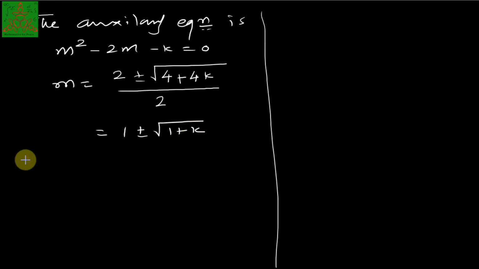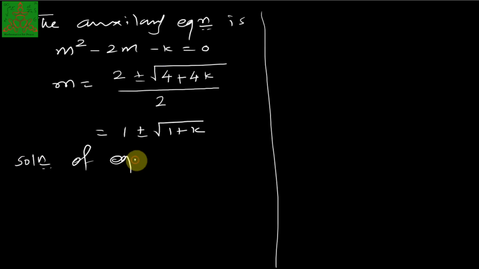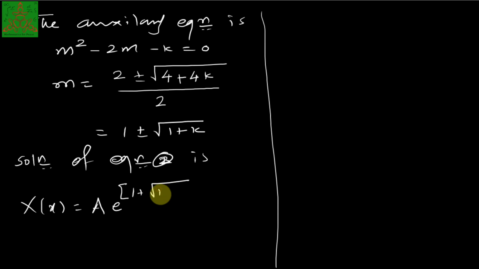So the solution of, if I call this equation 2 and this equation 3, therefore the solution of equation 2 is x of x is equal to a into, so these are real roots, because if k is a real number then k plus 1, if it is a positive number, then we have this solution. We'll assume that k is positive here. Otherwise you will have different cases where k is positive and k is negative. So the solution will be e power, because there are two solutions, m1 and m2, 1 plus square root of 1 plus k into x, plus b times e power 1 minus square root of 1 plus k into x. This will be the solution for equation number 2.